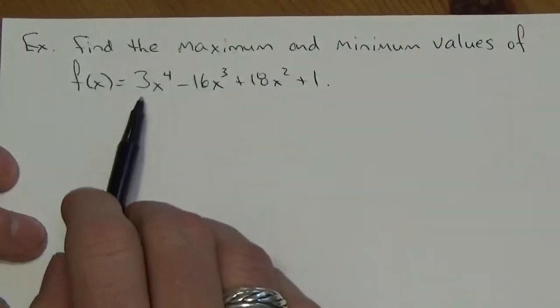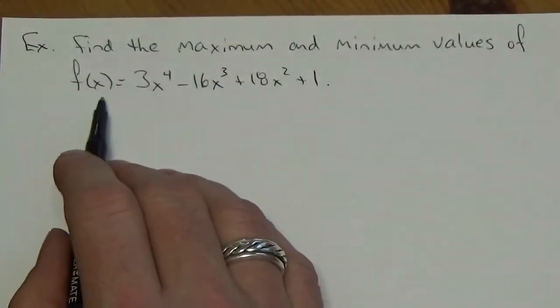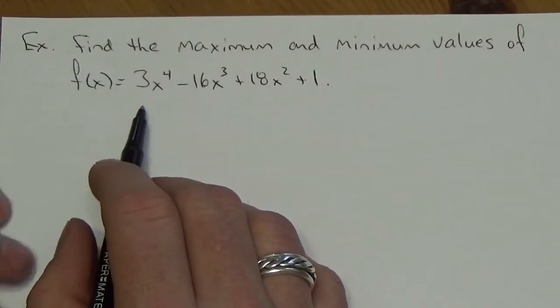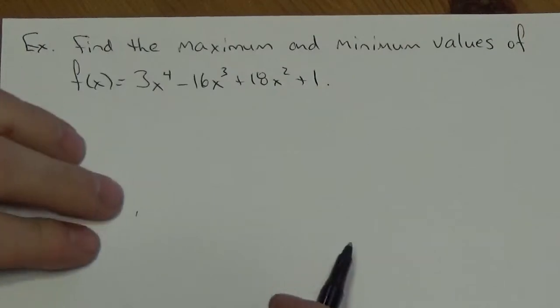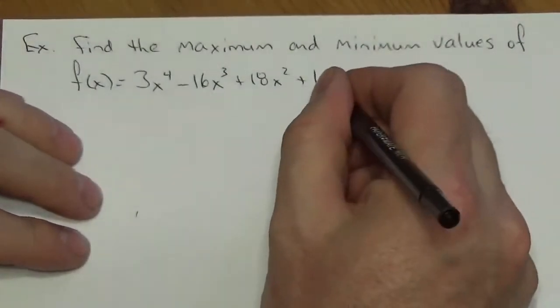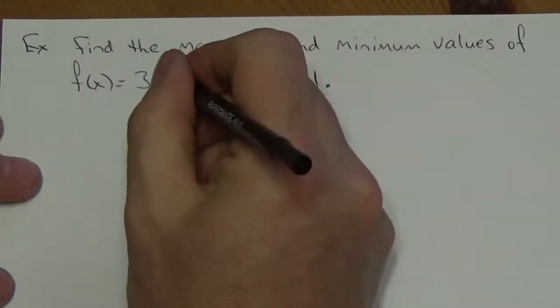All right, now in this example, it says find the maximum and minimum values of this function, 3x to the 4 minus 16x cubed plus 18x squared plus 1. Now, that's a pretty complicated looking polynomial function.